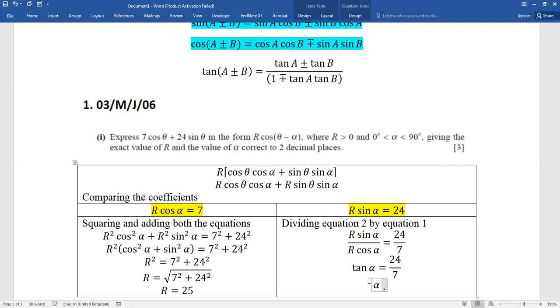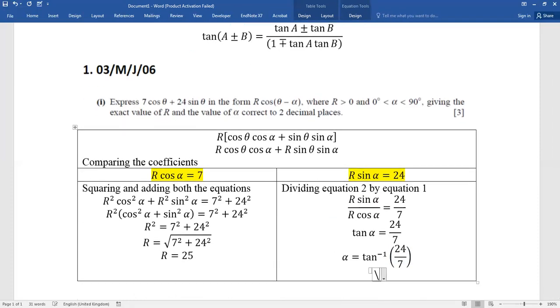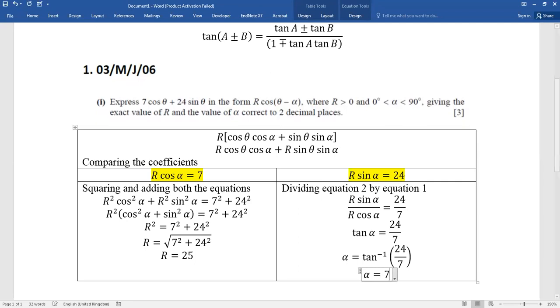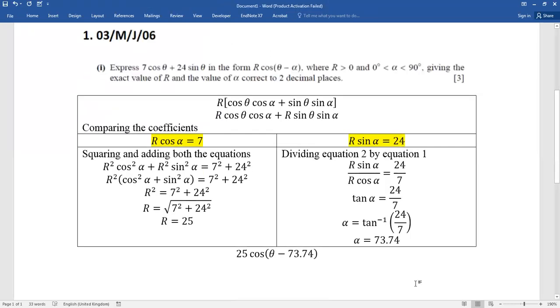The question has already told you alpha has to be acute and in degrees. So can you tell me the value of alpha correct to 2 decimal places? Make sure the calculator is in degrees for this one. 73.74. Okay, so now I can say that the entire expression can be written as 25 cos(theta minus 73.74). Is this clear to everyone?